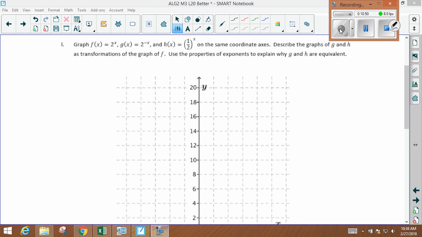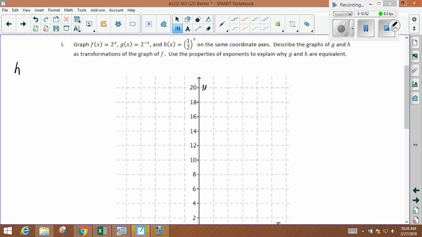First of all, when we're graphing this, they're trying to trick me with this h of x, right? Because 1/2 to the x power, isn't that the same thing as 2 to the negative 1 to the x power? 1/2 is the same as 2 to the negative 1. So that's just 2 to the negative x, which is the same thing as g of x. Do we know that h of x and g of x are the same?